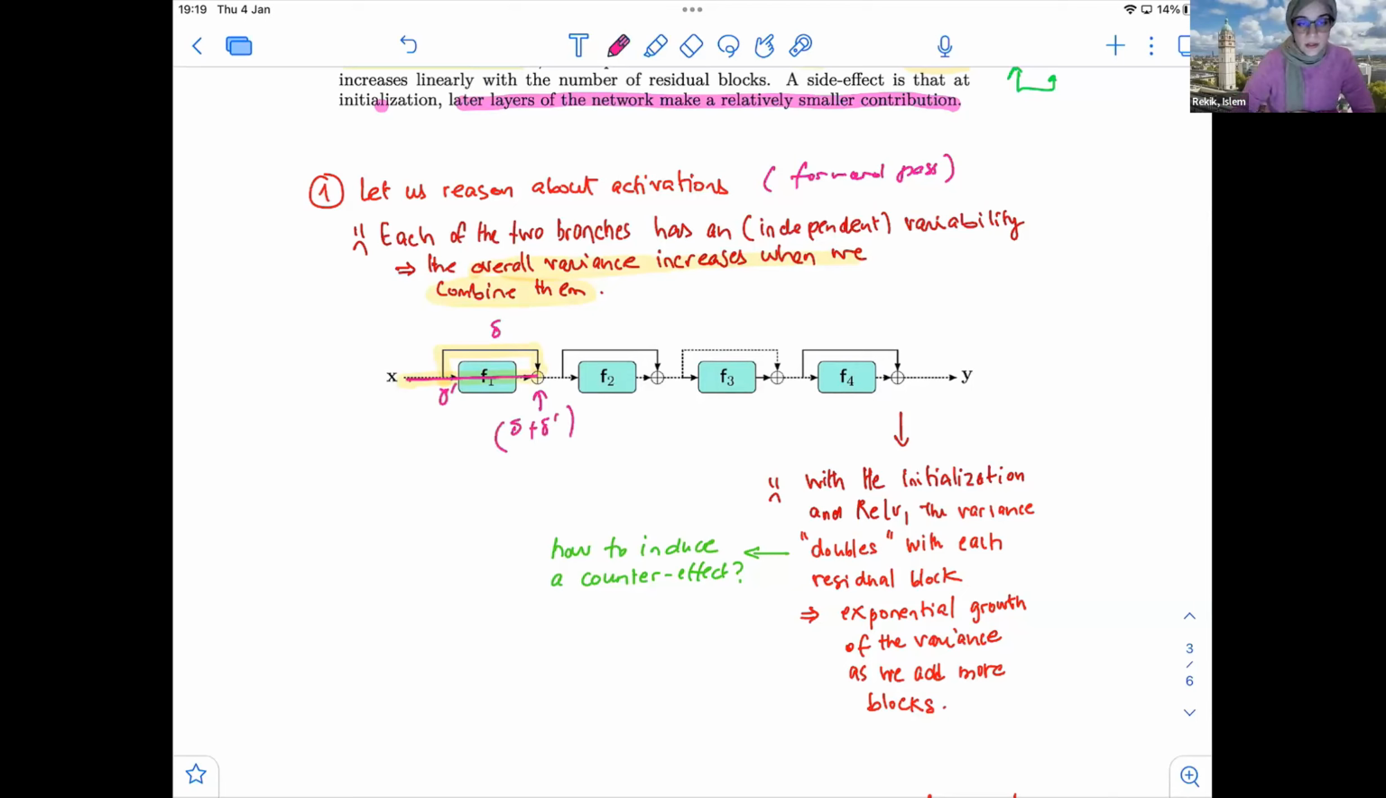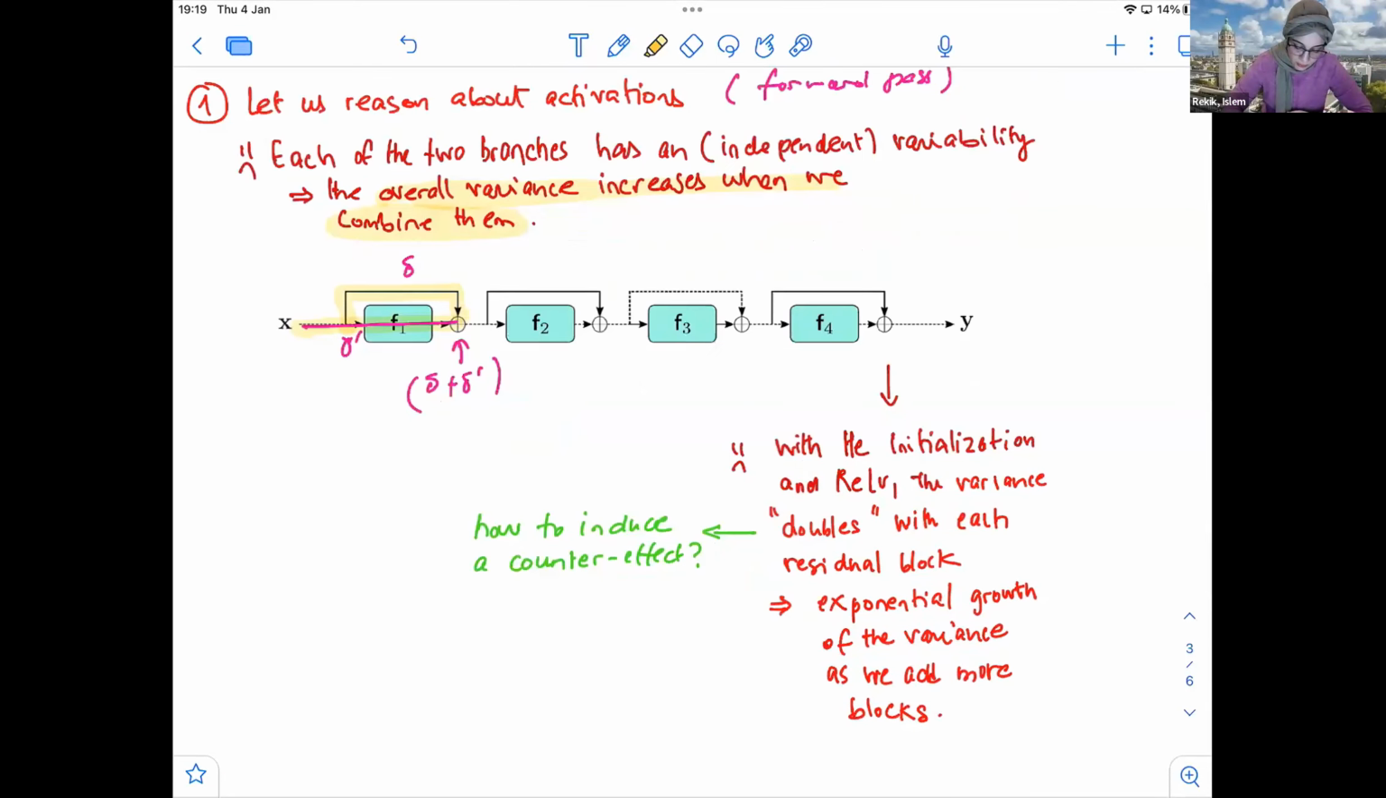So this is another way of looking at how we can explain the increase in activations in general, regardless of the type of activation, not just ReLU, because ReLU takes max(0, x), okay? With the He initialization in ReLU, the variance doubles with each residual block. So we have an exponential growth of the variance as we add more blocks, and we explained this earlier. So how do we induce a counter effect? This is what we try to solve. This is a recap. We induce a counter effect to the doubling by multiplying by the square root of 2, okay?